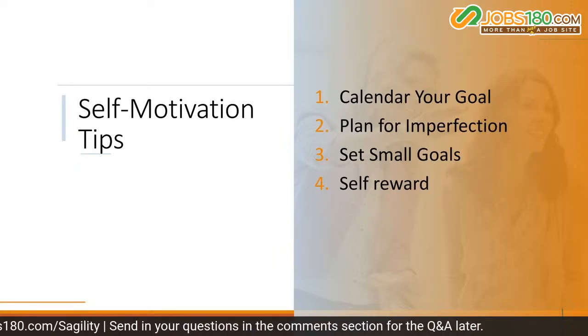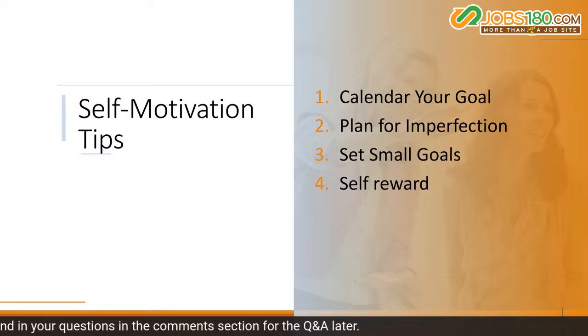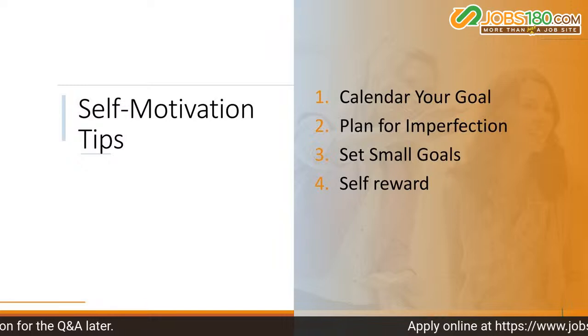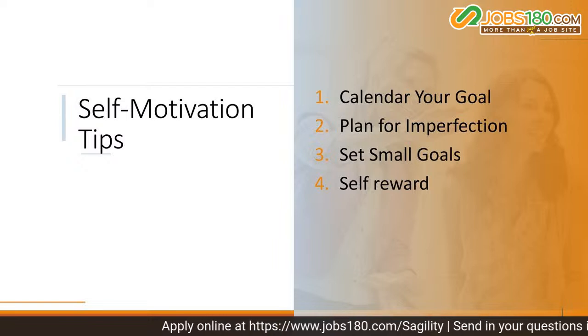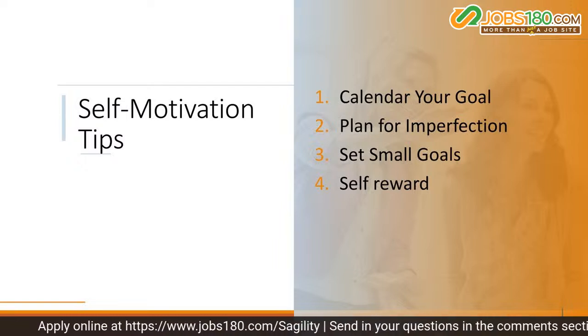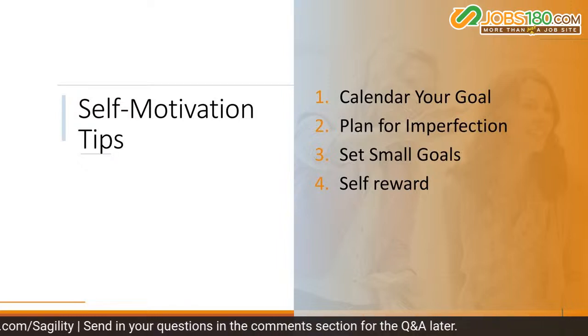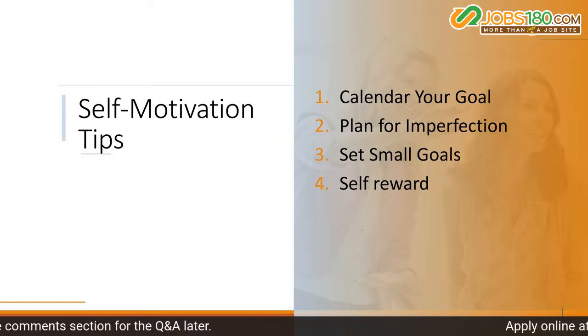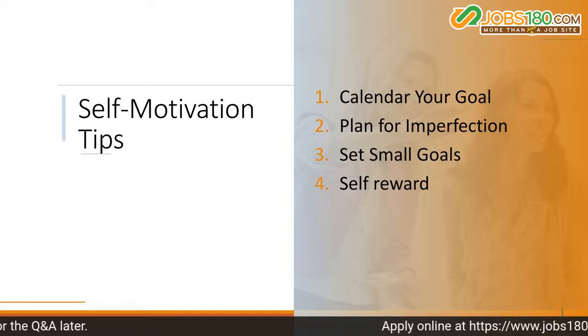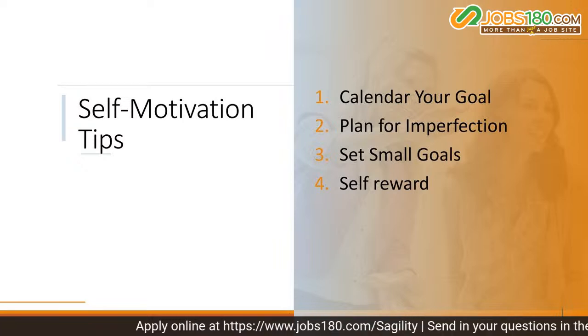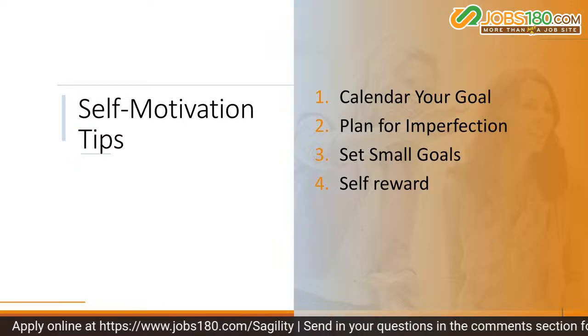So, number one, calendar your goal. It's very important to set target, guys, and be realistic as much as possible. So, whatever or kung ano man yung gusto nyong ma-achieve after graduation, whatever it is you're aiming to accomplish, put it on a calendar. It can help you stay motivated and also you can track your progress. Okay? And then next would be plan for imperfection.